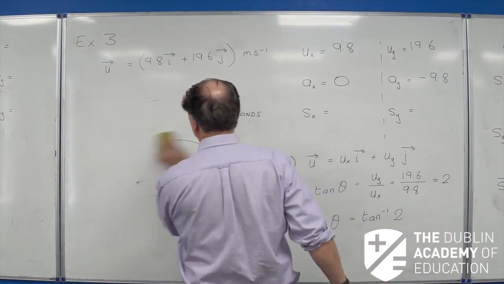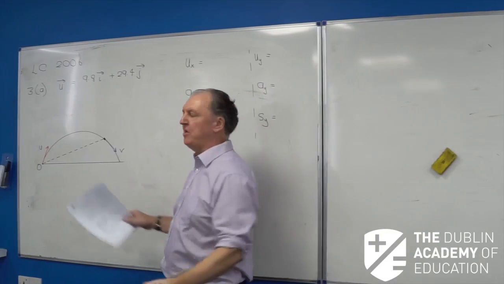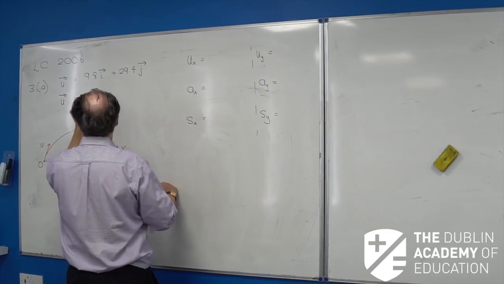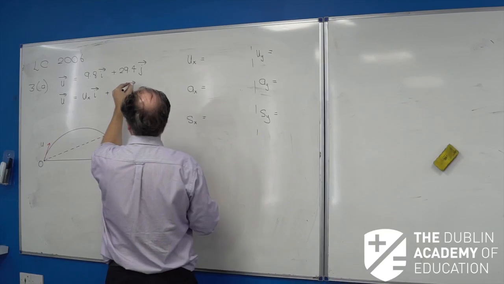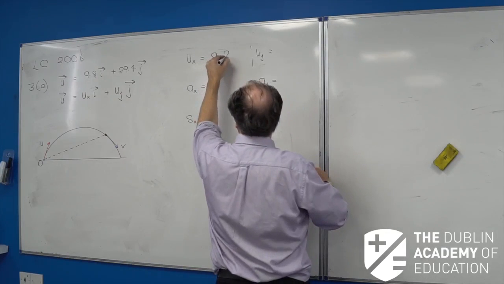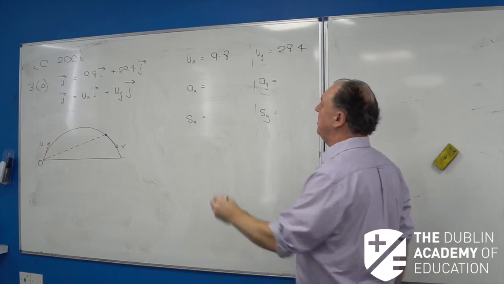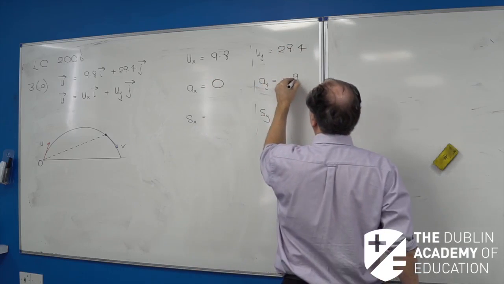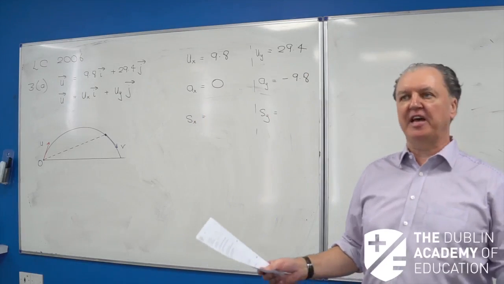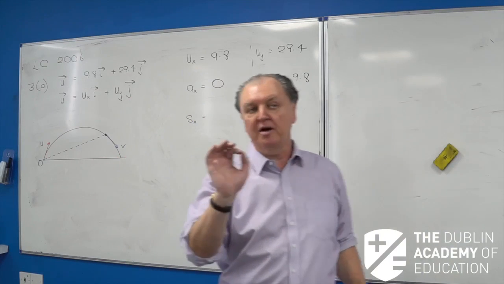First thing I would do is fill in your table. Ux, well, once again, you know that every vector can be written down as Ux i vectors plus Uy j vectors. So you can see what Ux is. Ux is 9.8 meters per second and Uy is 29.4. The usual Ax and Ay, 0 and minus 9.8. Once again, they're talking about after t seconds. So after t seconds means it could be anywhere along the path depending on the value of the time t.